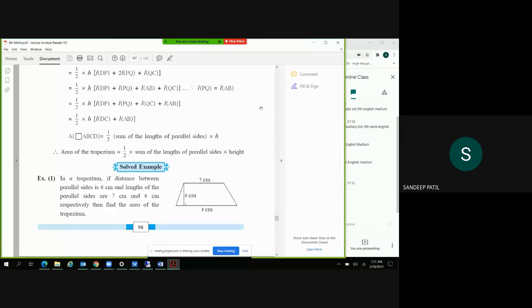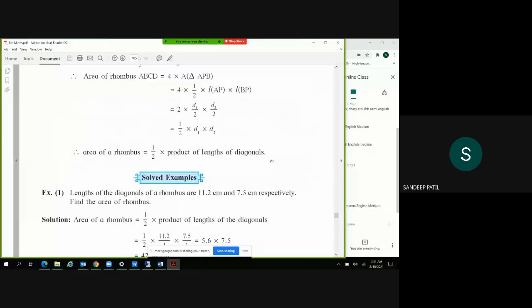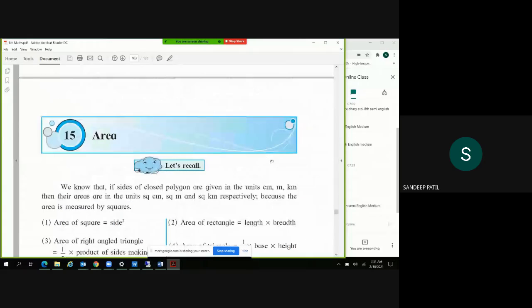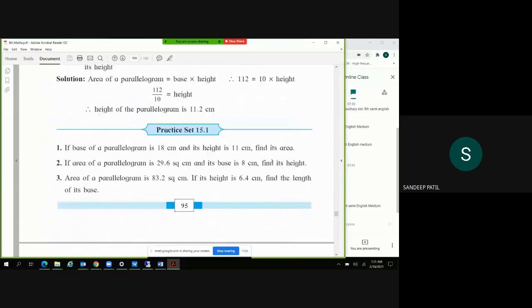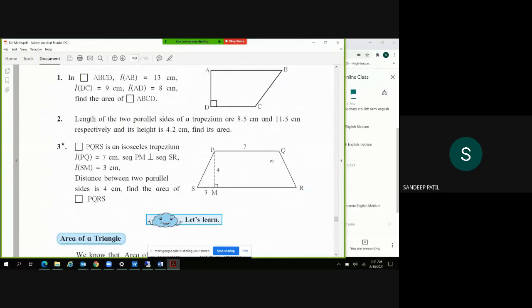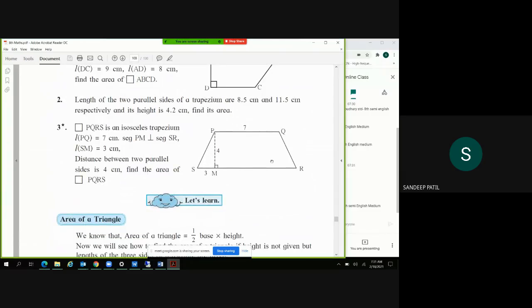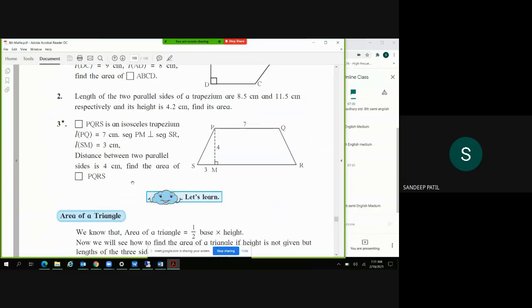If you remember from last lecture, we started the chapter Area, where we saw the area of parallelogram, area of rhombus, and area of trapezium. Does anyone have any question or doubt from last lecture? If not, then we can proceed. Area of triangle.